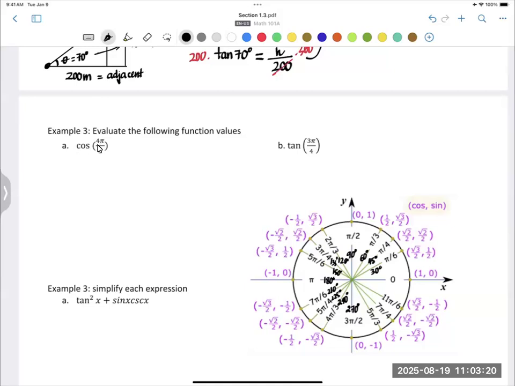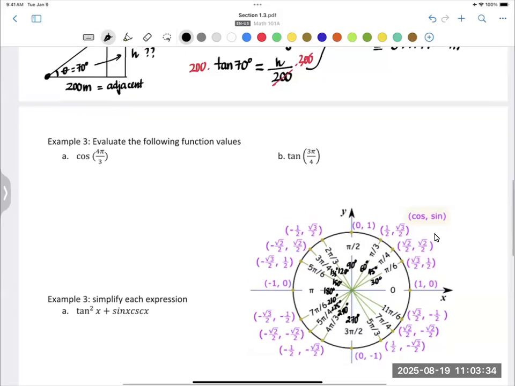Okay, so cosine of 4 pi over 3. 4 pi over 3 looks like a multiple of pi over 3. So we think of, what is the cosine of pi over 3? Cosine pi over 3 is the x value. So cosine is x and sine is y. So this is going to be your cosine. So cosine of pi over 3 is 1/2.